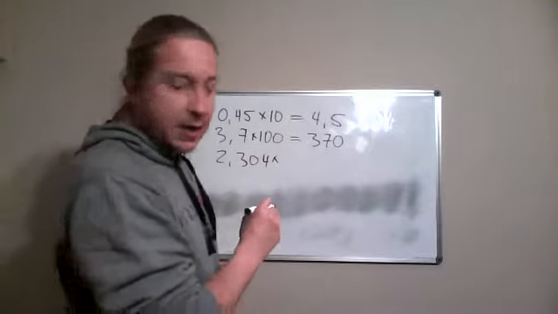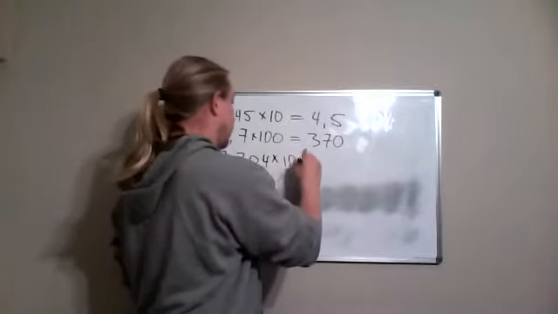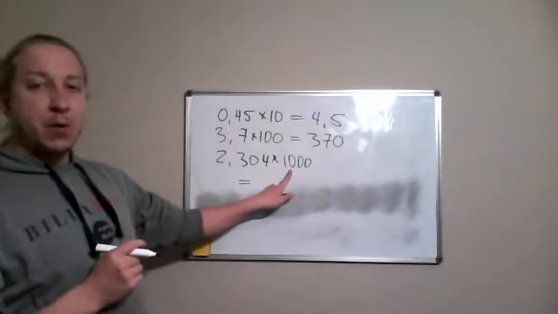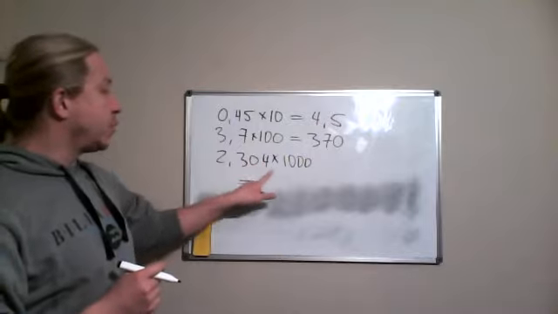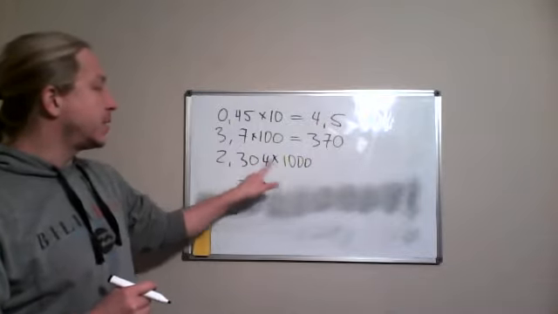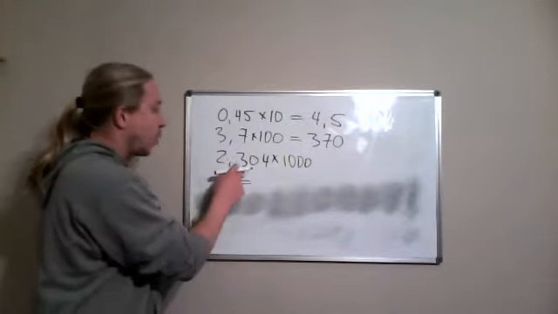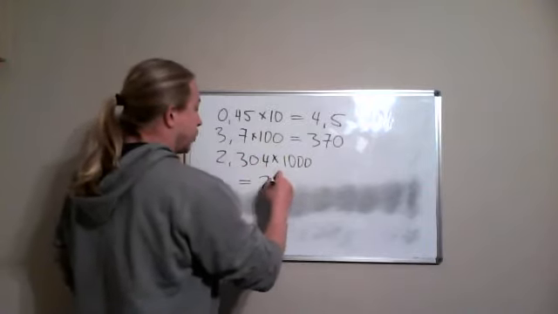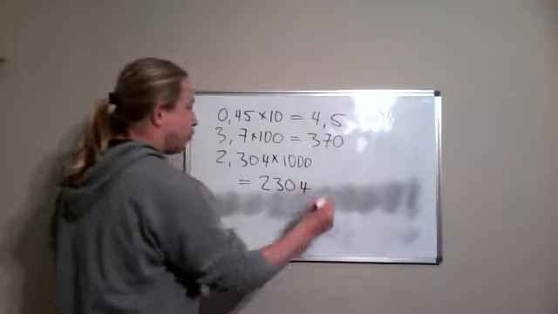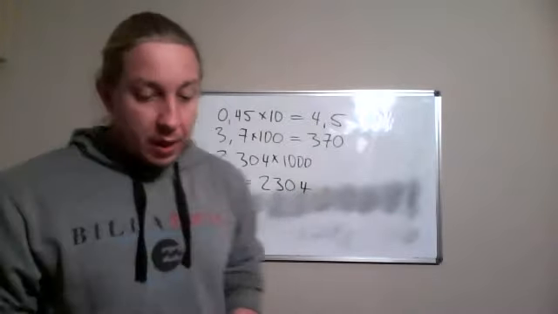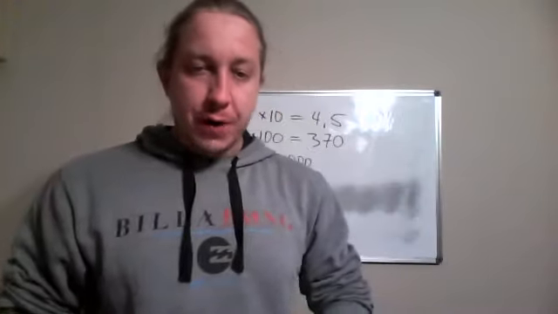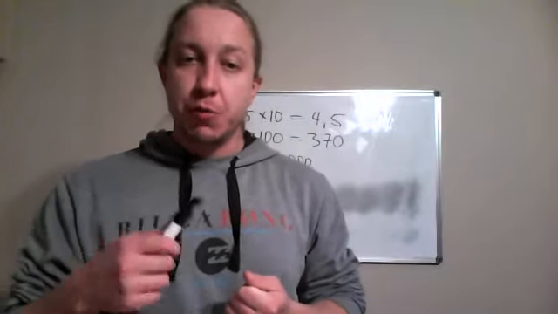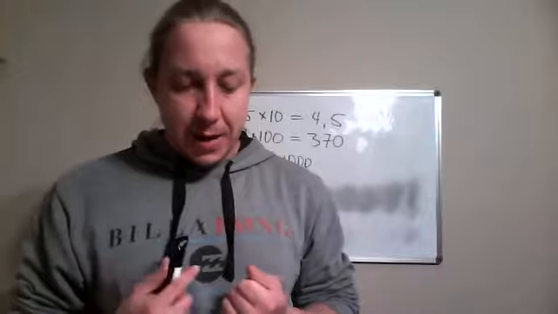The next one, 2.304 multiplied by 1,000. We're multiplying by a power of 10, which means that we're moving the comma 3 places to the right. So it would be 1, 2, 3. So the number we would get is 2,304. All right, guys, so that's pretty straightforward. If we're multiplying by any power of 10, we just move the comma to the right by that many zeros.